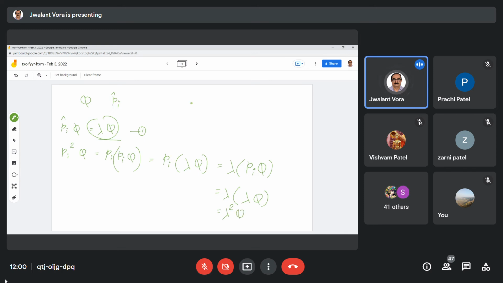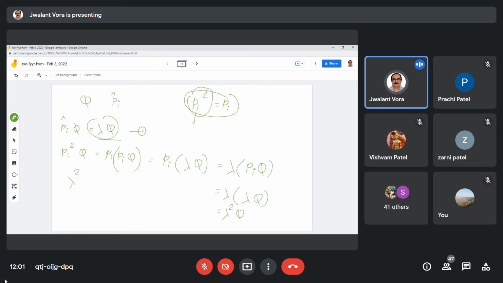Okay, but in the projection operator, pi square is equal to pi, right? So in the projection operator we saw that pi square is equal to pi. Therefore, lambda, similarly lambda square, what did we see in pi square?